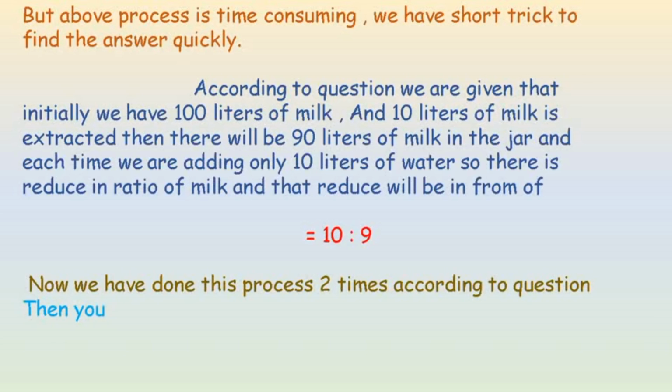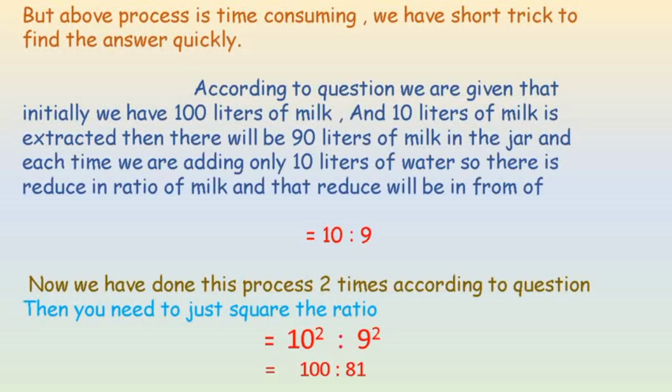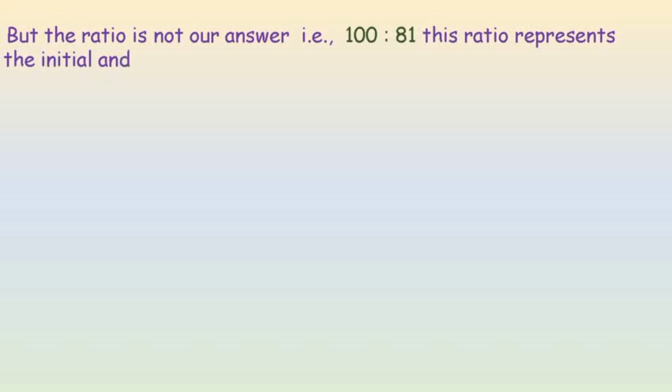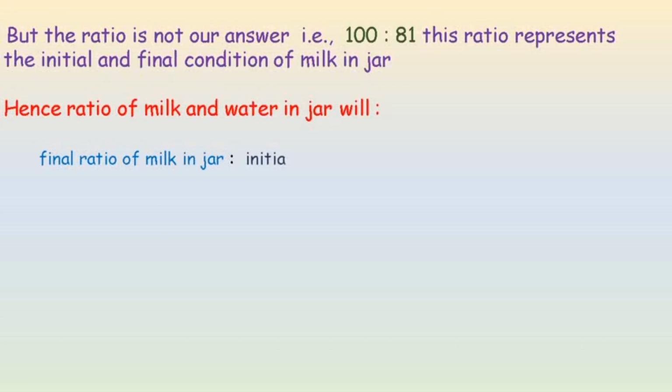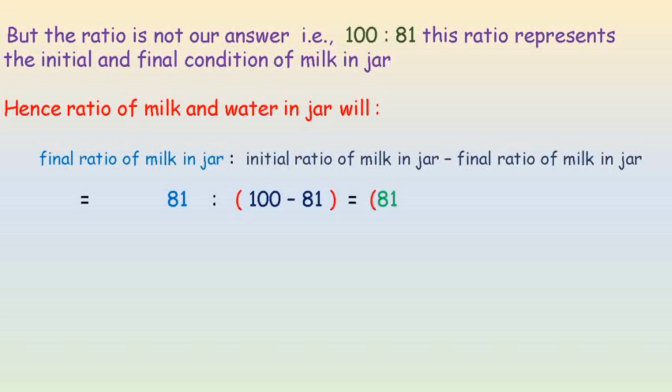Then you need to just square the ratio. The ratio will be 10 square ratio 9 square, and that is 100 ratio 81. But the ratio is not our answer, that is 100 ratio 81. This ratio represents the initial and final condition of milk in jar. Hence, ratio of milk and water in jar will be final ratio of milk in jar ratio to initial ratio of milk in jar minus final ratio of milk in jar. That is 81 ratio 100 minus 81, which is equal to 81 ratio 19.